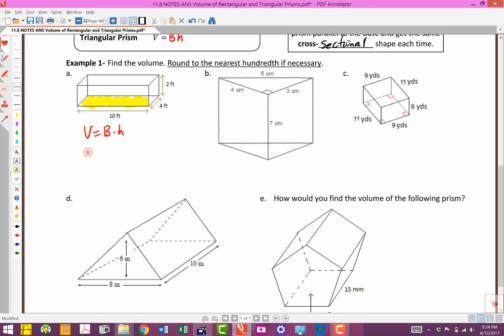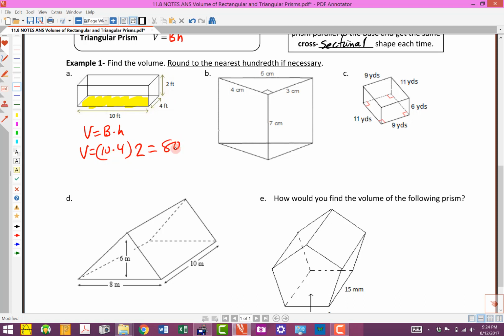So we're going to find the area of the base. So the volume is the area of that, which would be just length times width, base times height, if you want to think of it that way. 10 times 4, and then multiply it by the height of 2. So this is going to be 10 times 4 is 40, times 2 is 80.